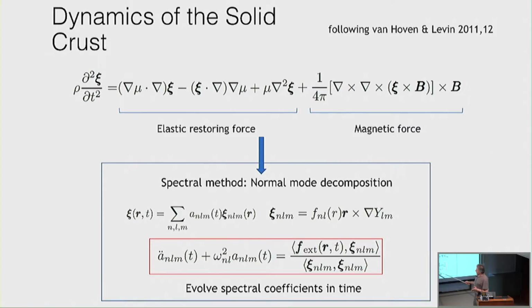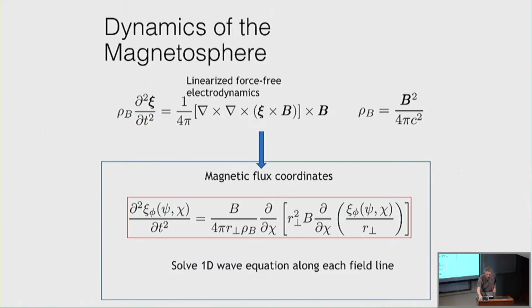So then you evolve these coefficients. These are your coordinates for the system. We evolve them under the action of external force here. The external force being magnetic stresses at the interface with the magnetosphere and also at the interface with the core. So these are our external stresses. So evolve them with time.